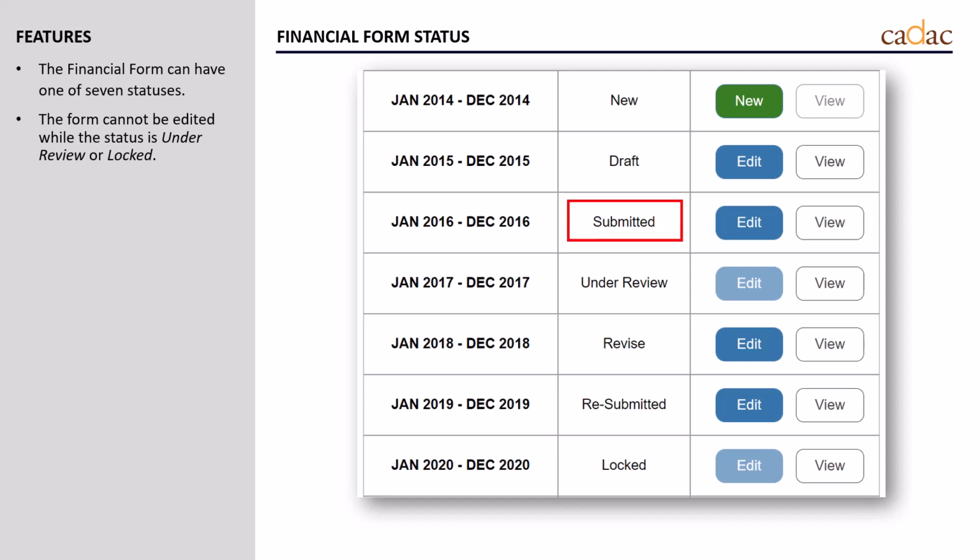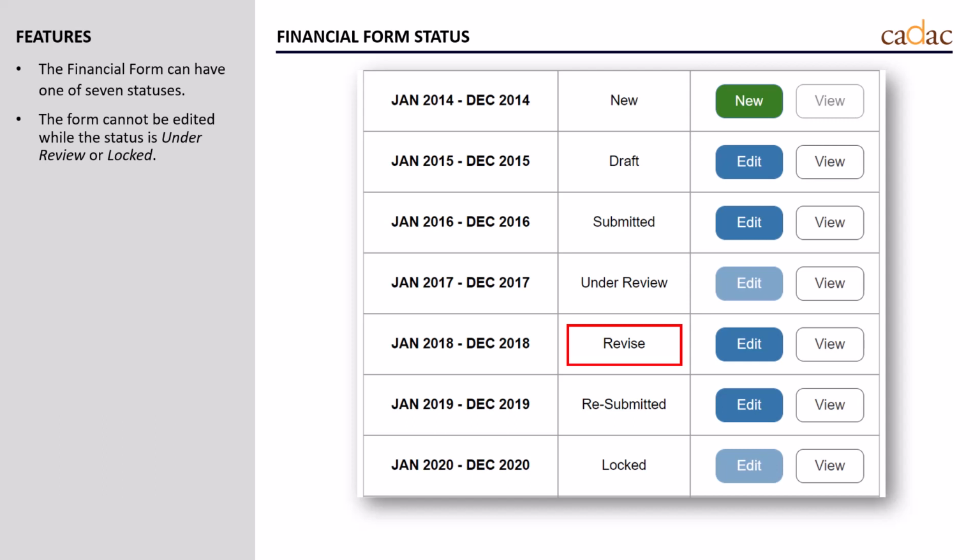Once an organization has submitted their financial forms and attached their financial statements, this begins the reconciliation process. While the CADAC analyst is completing the review, they will change the status to under review. In this state, the form cannot be edited by the organization. If the CADAC analyst identifies corrections or has questions about some of the entries, they will put the form status to revise. The corrections and questions will be added directly in CADAC, and a notification will be sent to the arts organization. For more details on the reconciliation process, you can watch the How to Respond to Reconciliation Corrections training video.